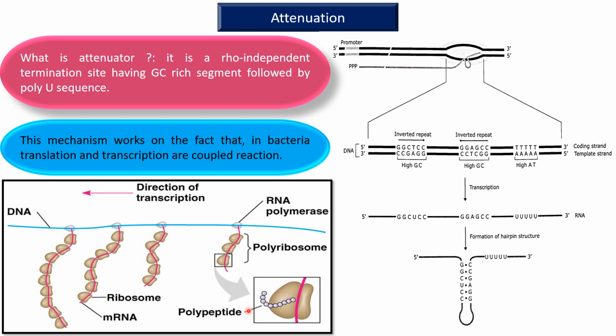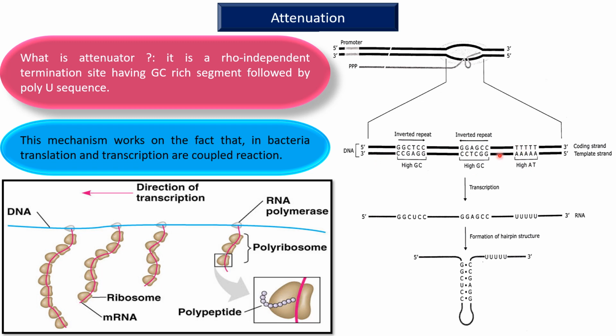Now let's take a brief review of this rho-independent termination site. In bacteria, there are basically two different strategies for transcription termination. One is rho-dependent termination and the second one is rho-independent termination. As far as rho-independent termination is concerned, it involves an intrinsic terminator which has GC-rich inverted repeats.